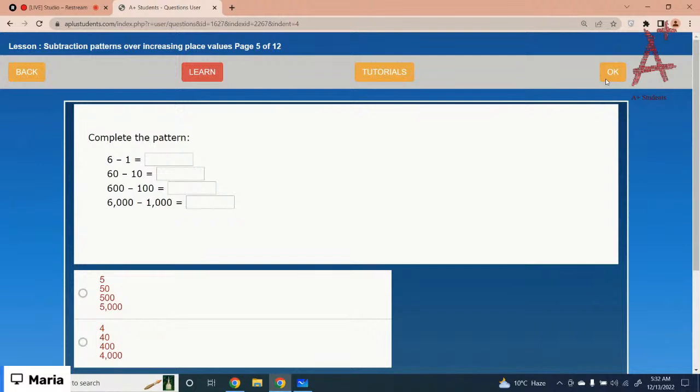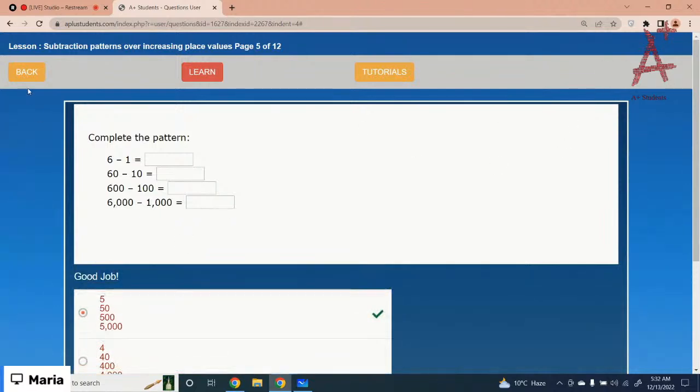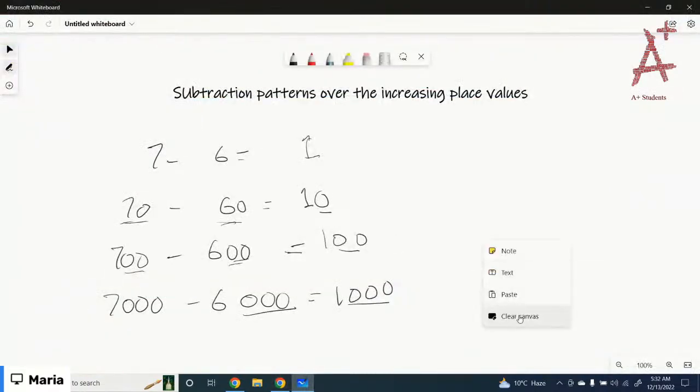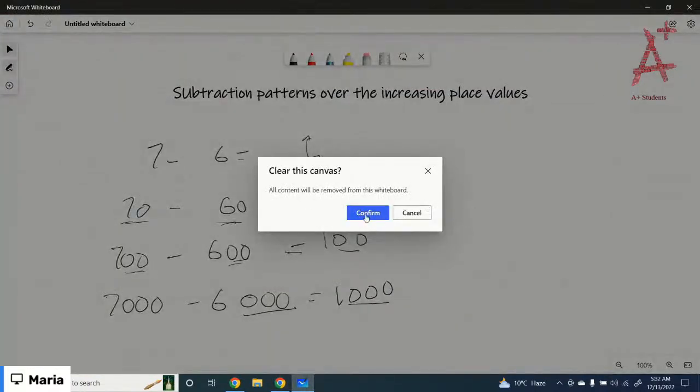Which option is the correct one? 6 subtract 1. The missing number, 60 subtract 10, and the missing number, 600 subtract 100, and 6000 subtract 1000. So which option is the correct one? Very good. That would be 5, 50, 500, and 5000. Got it? Okay, you can complete the test by yourself later today. Let me just move on to the next lesson.